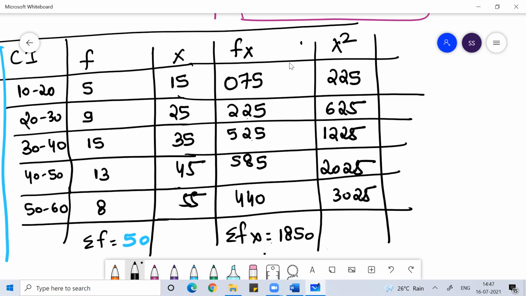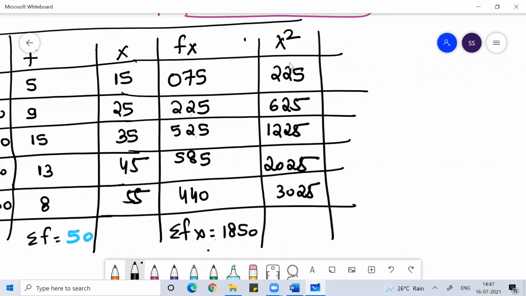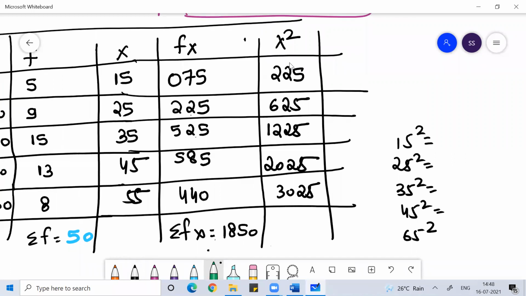I hope you know how to find the square of a number ending with 5. Any number which ends with 5, the last two digits are always 25. Okay, how to find the remaining digits? See the tens place digit here.